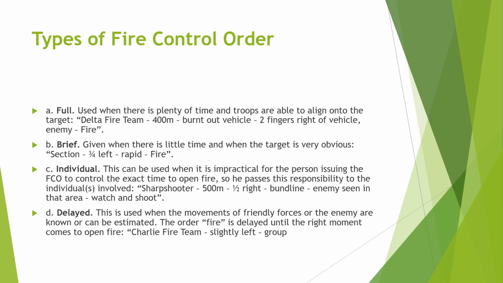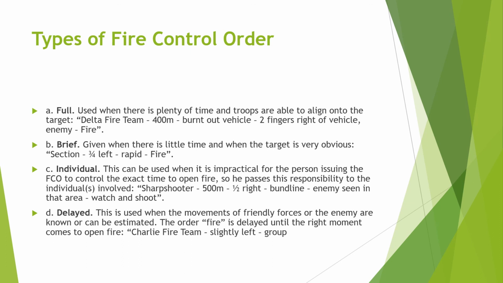Types of fire control order. Full, used when there is plenty of time and the troops are able to align onto the target. Delta Fire Team, 400 meters, burnt out vehicle, 2 fingers right of vehicle, enemy, fire. Brief, given when there is little time and when the target is very obvious. Section, 3/4 left, rapid fire.